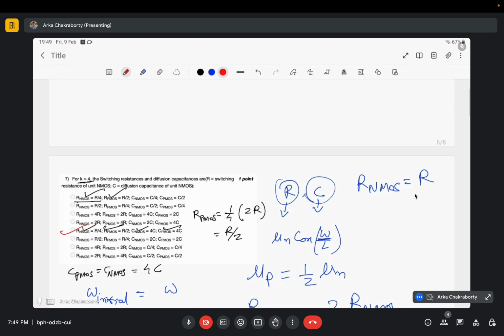Only this much. I hope it's clear to you. So the answer is R NMOS is R by 4, R PMOS is R by 2, C NMOS is 4C, and C PMOS is also 4C.